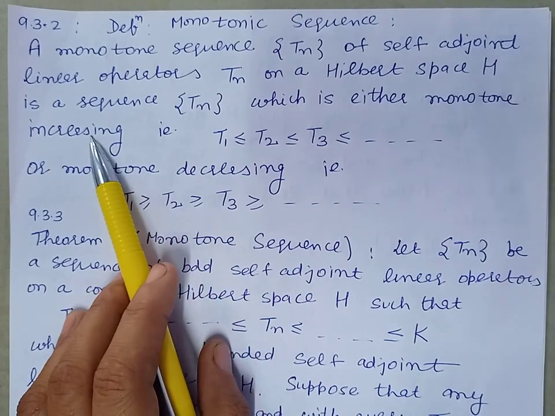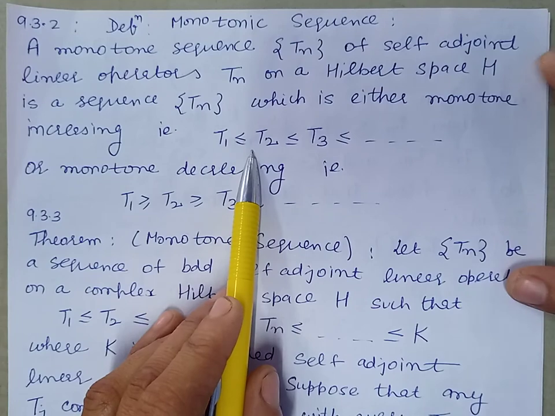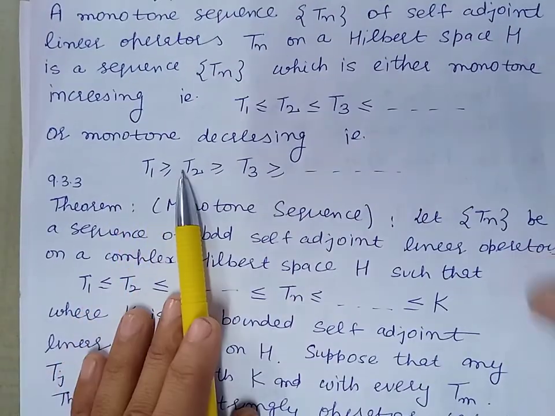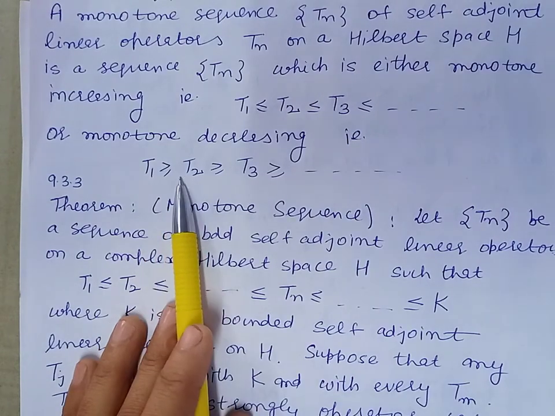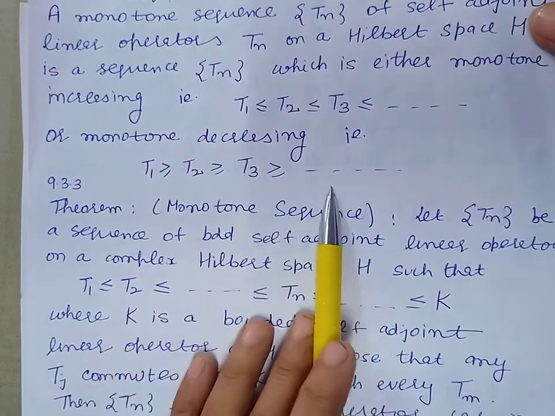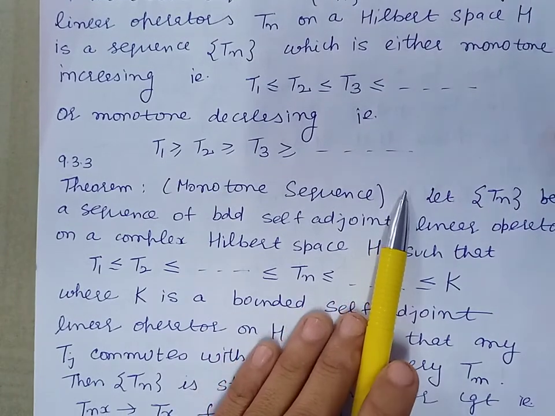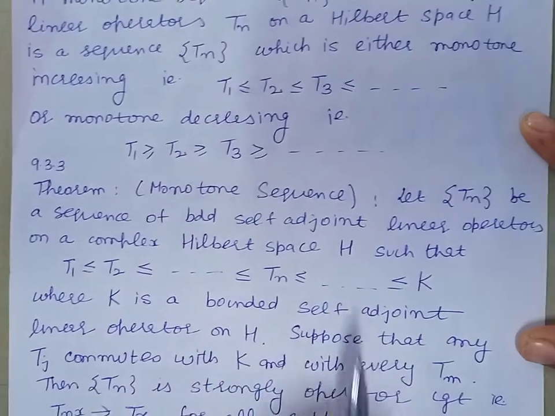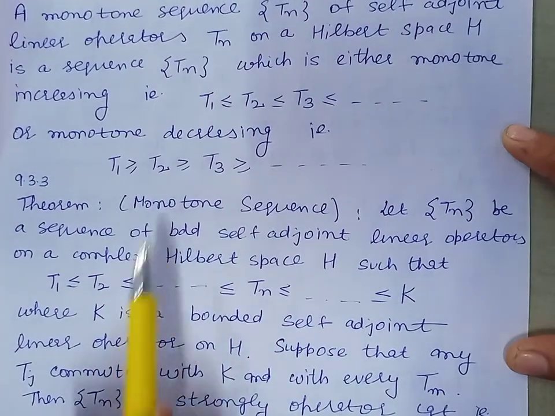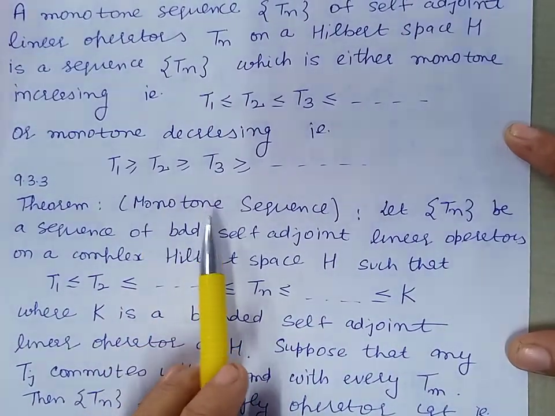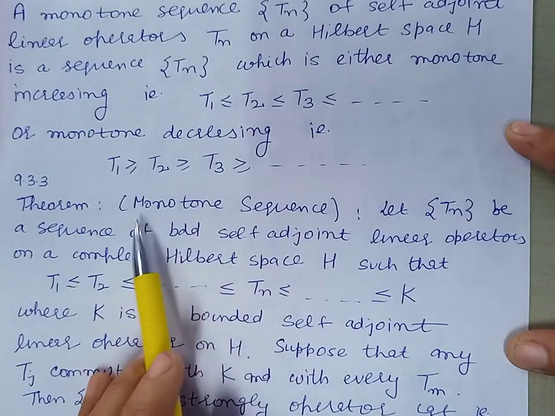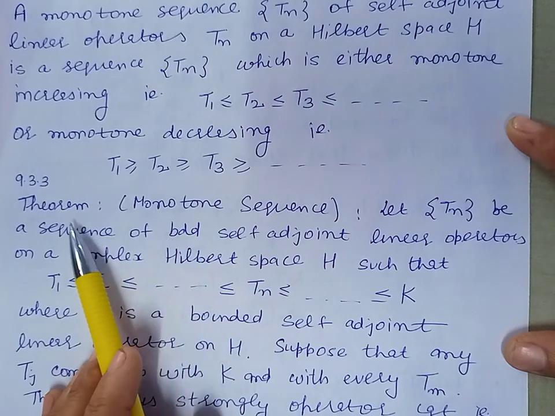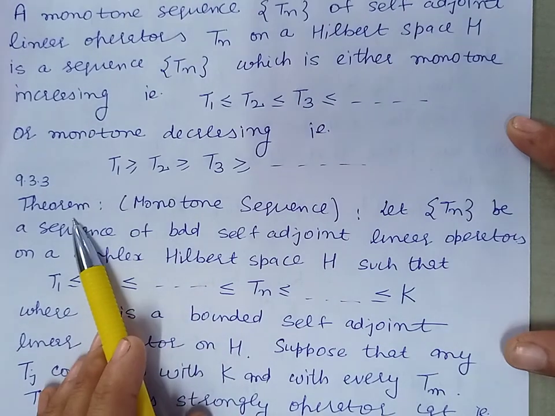If it is increasing, it means T1 is less than or equal to T2, less than or equal to T3 and so on. And monotonically decreasing means T1 is greater than or equal to T2, greater than or equal to T3 and so on. So any sequence which is either monotonically increasing or monotonically decreasing is called a monotone sequence. Now there is a remarkable property of monotonic sequences, which is given by the following theorem.